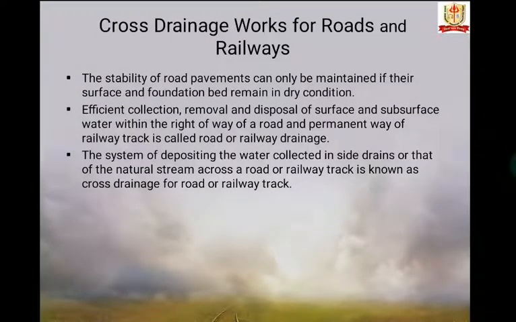The entrance of water in the subgrade or any other layers of the road, pavement, and permanent way, even for short intervals, is undesirable and dangerous because it is considered one of the major causes of road and railway failure. This system of depositing the water collected in a side drain or a natural stream across a road or railway track is known as cross drainage for a road or railway track.